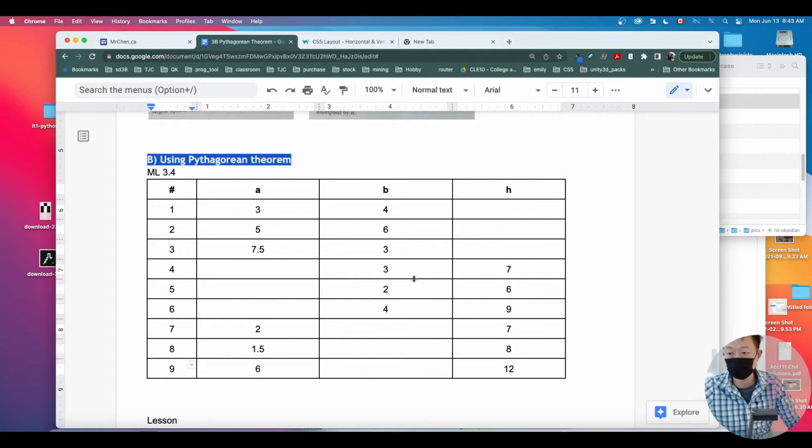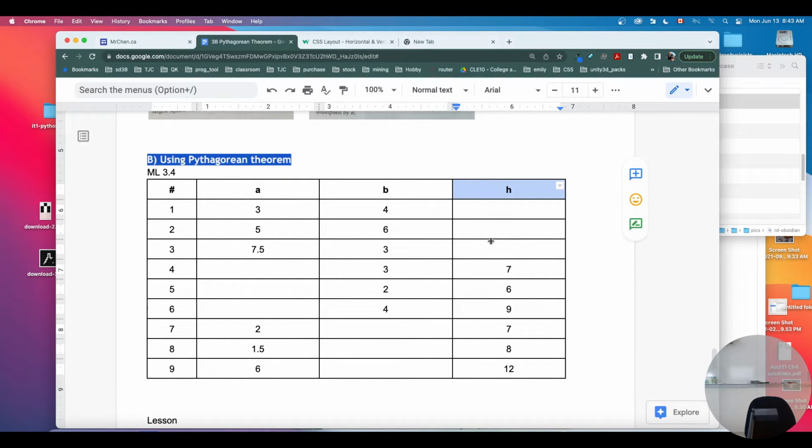So again, H stands for the hypotenuse. If you're missing the hypotenuse, then what would you do? Square both numbers, add them together, and then take a square root.